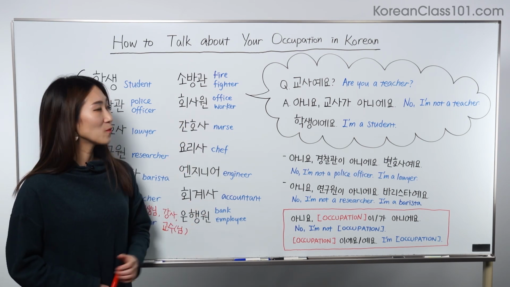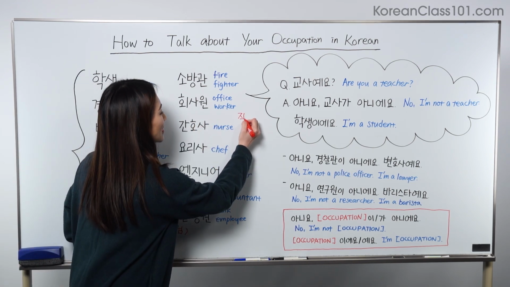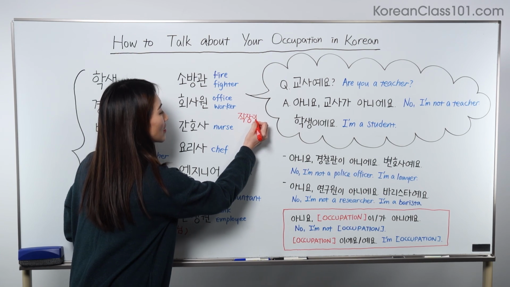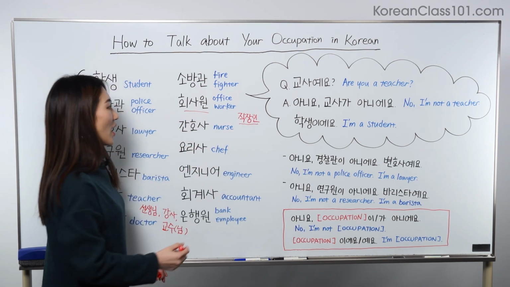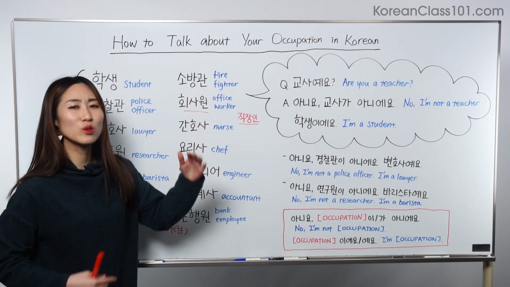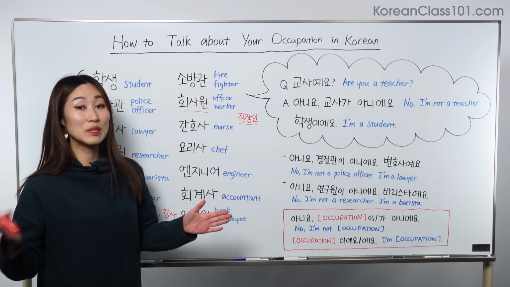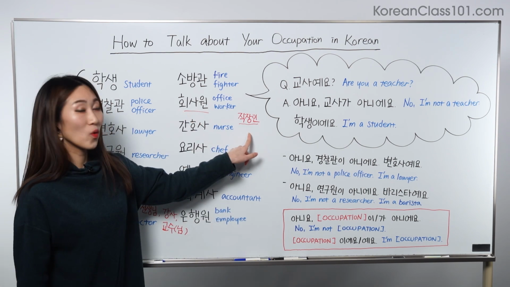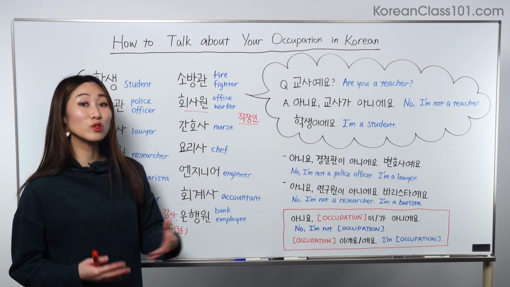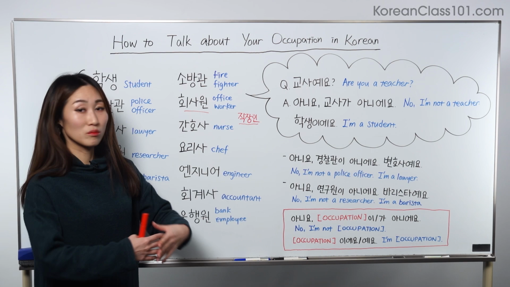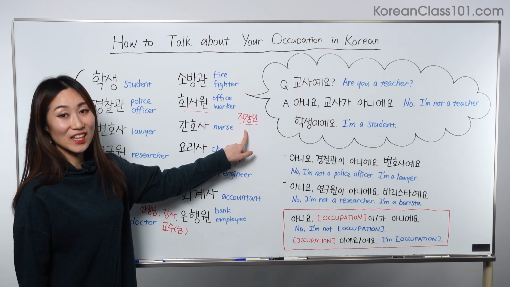There is another word for office worker, which is 직장인. This word is very similar. Actually, these two words are closer to company employee. So if someone is working for a company and belongs to some organization, then they will say 회사원 or 직장인.